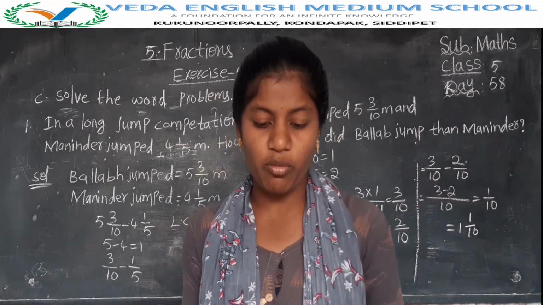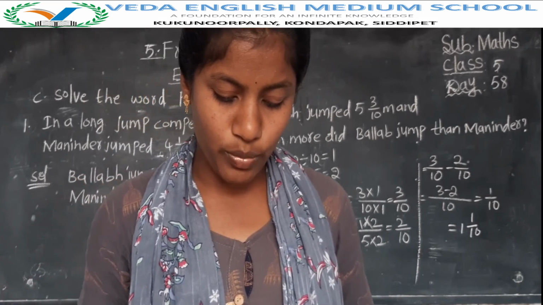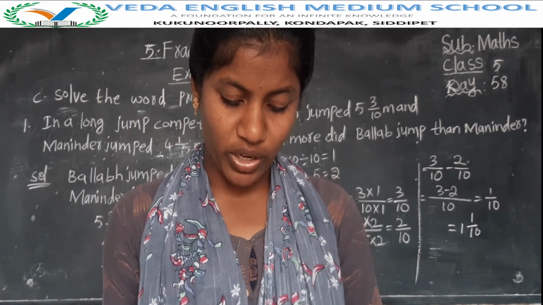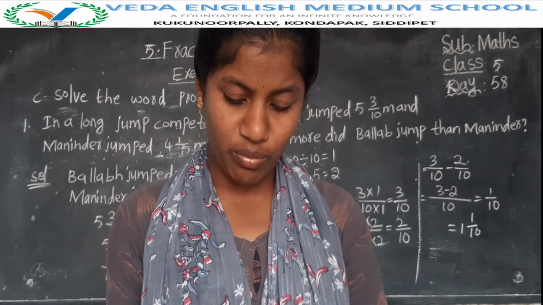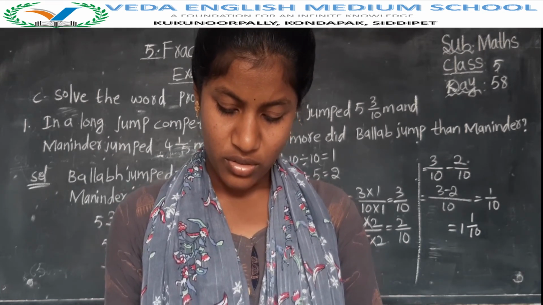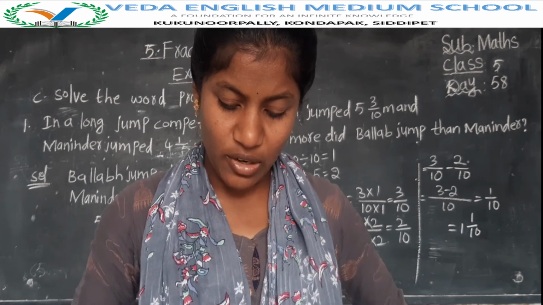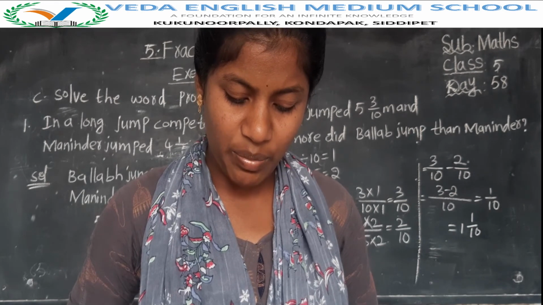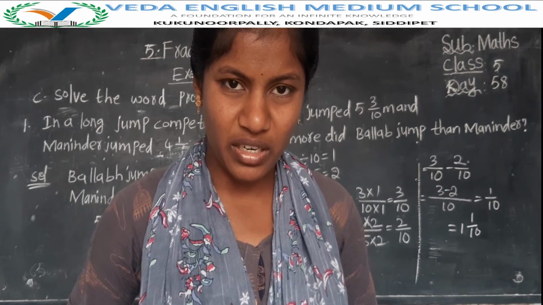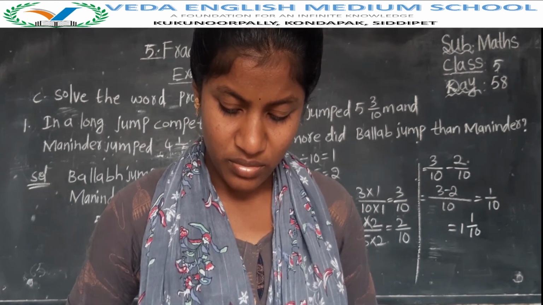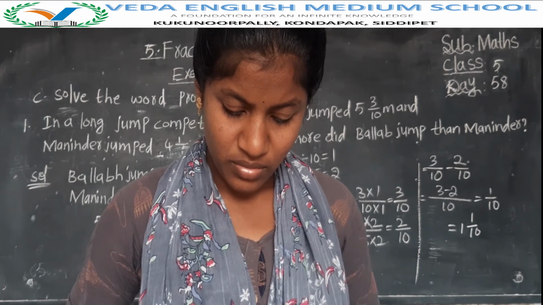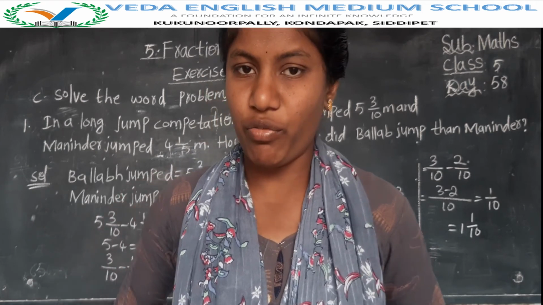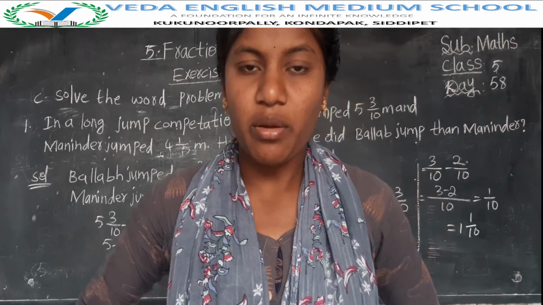Now the second word problem. Alam bought 5 into 2 by 3 kg of fruits. On reaching home, he found that 1 into 1 by 4 kg of fruits were rotten. How many kilograms of fruits were not rotten? Here you have to subtract. Rotten means the fruits had spoiled. So you have to subtract 5 into 2 by 3 minus 1 into 1 by 4. Same as this, subtraction of mixed fractions.